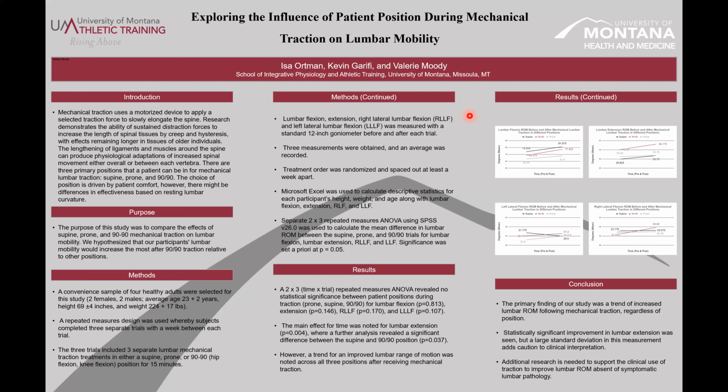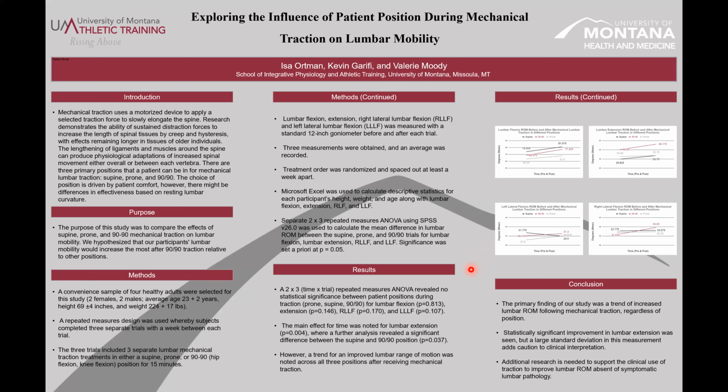3 measurements were obtained for each range of motion, and an average was recorded. Treatments were then randomized and spaced out at least a week apart, and we used Microsoft Excel to calculate descriptive statistics. A separate 2x3 repeated measures ANOVA was used to calculate the mean differences. The significance was set a priori at p equals 0.05.